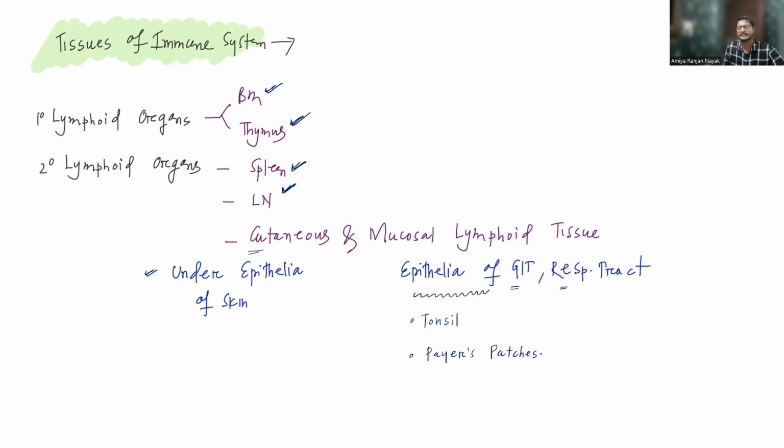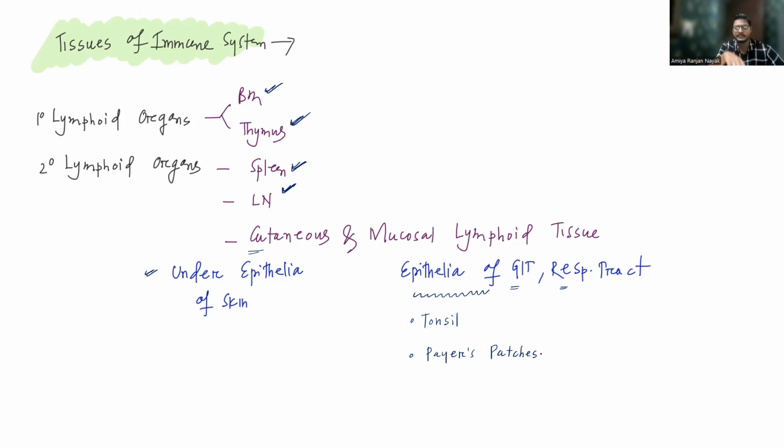Tonsils and Peyer's patches, these are types of mucosal associated lymphoid tissues. Okay, and these are all secondary lymphoid: spleen, lymph node, and this mucosal associated lymphoid tissue. These are secondary lymphoid organs. Bone marrow and thymus are the primary lymphoid organs.